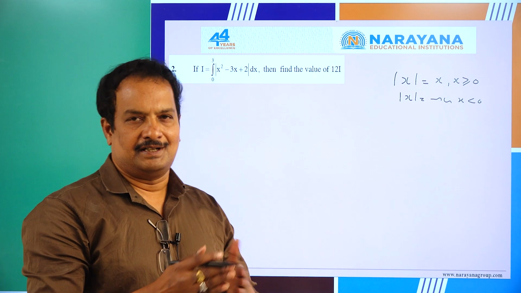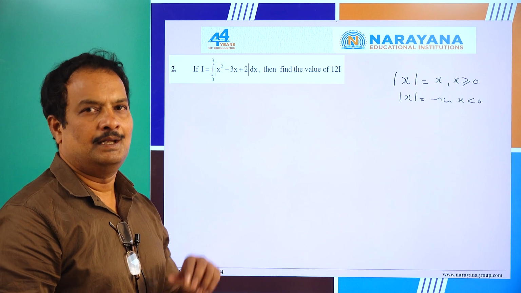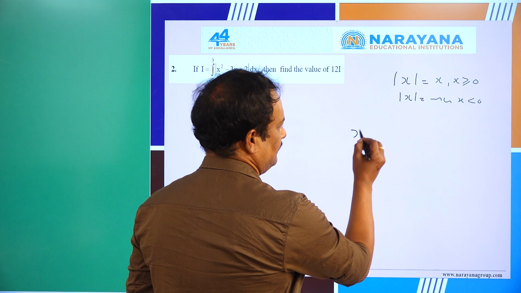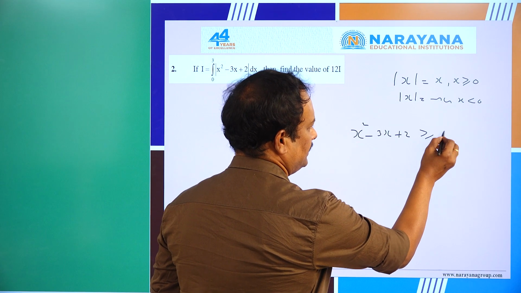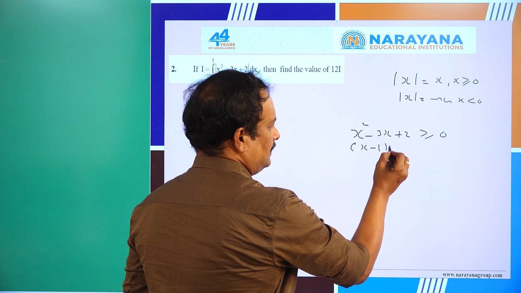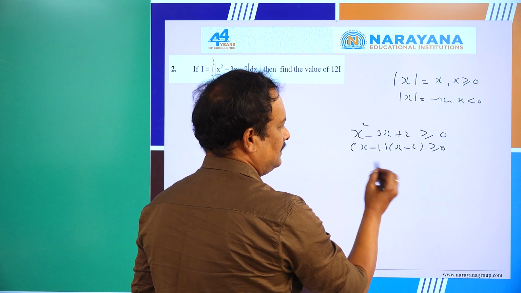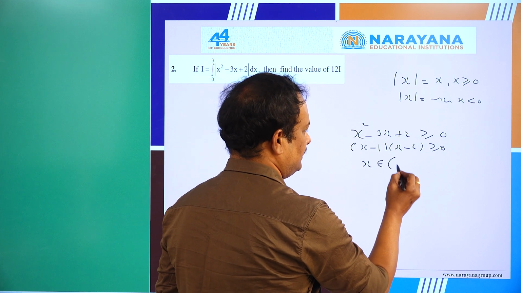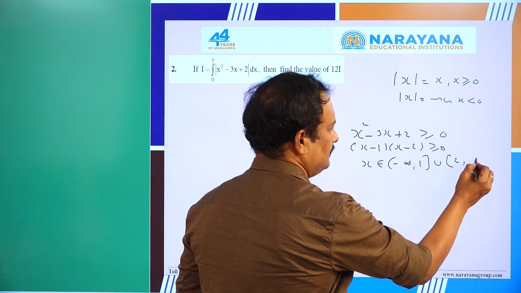Depending on that, we will split the interval. So for what values of x is x square minus 3x plus 2 positive, and for what values is it negative? To find this, let us take x square minus 3x plus 2 greater than or equal to 0. So the factors are x minus 1 into x minus 2, greater than or equal to 0. In this case, x belongs to minus infinity to 1, closed on one side, union 2 to infinity.